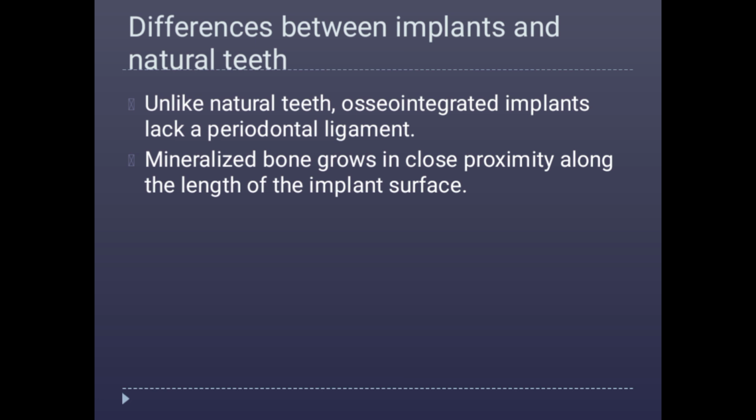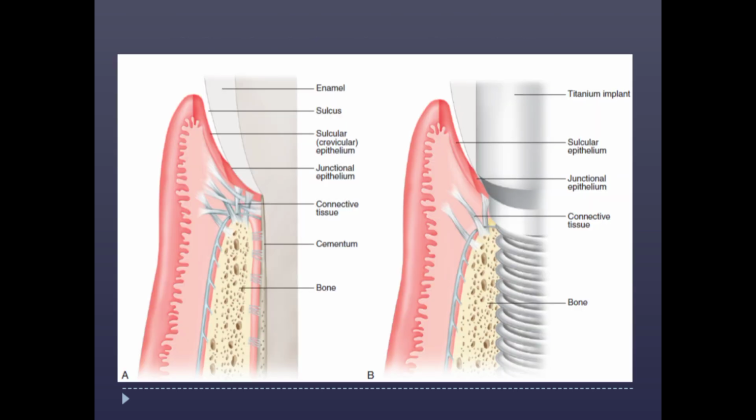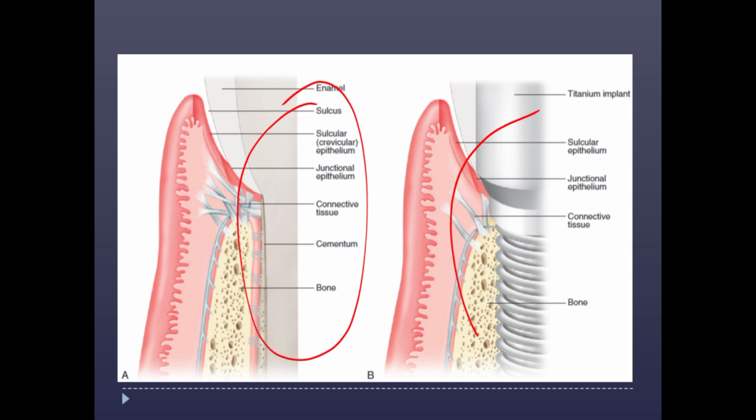Difference between implants and natural teeth. Unlike natural teeth, osseointegrated implants lack a pedicle, meaning it does not have a pedicle. Mineralized bone grows in close proximity along the length of implants. Meaning the mineralized bone grows closely along the length of the implant surface. You can see here the normal.